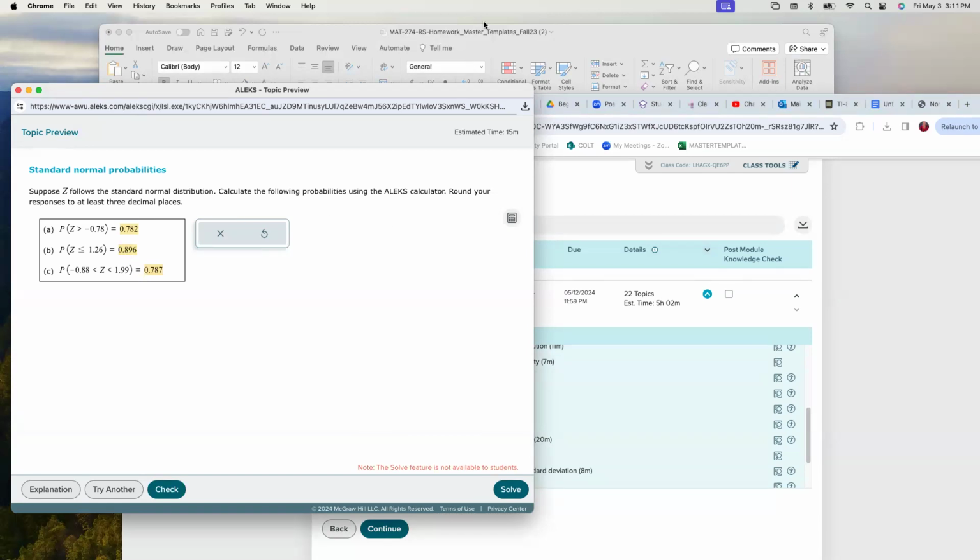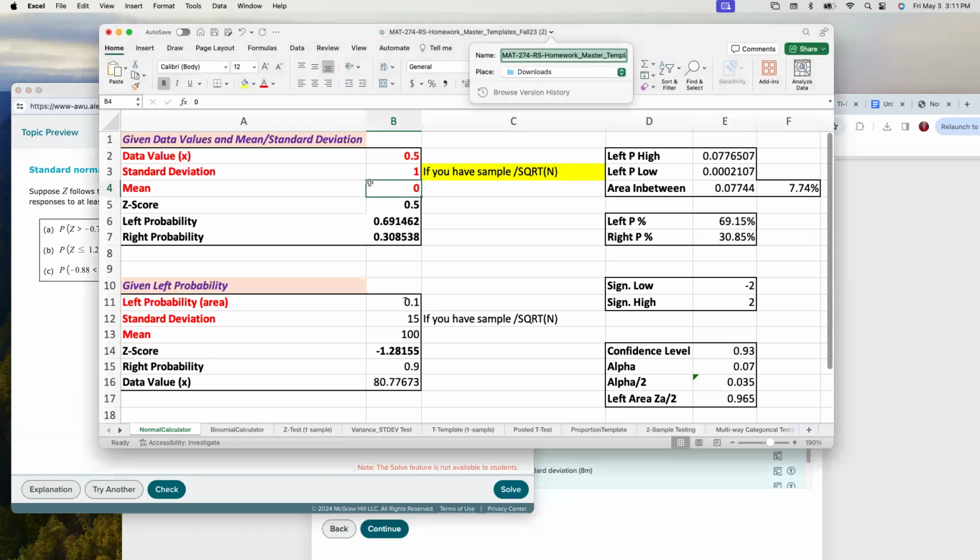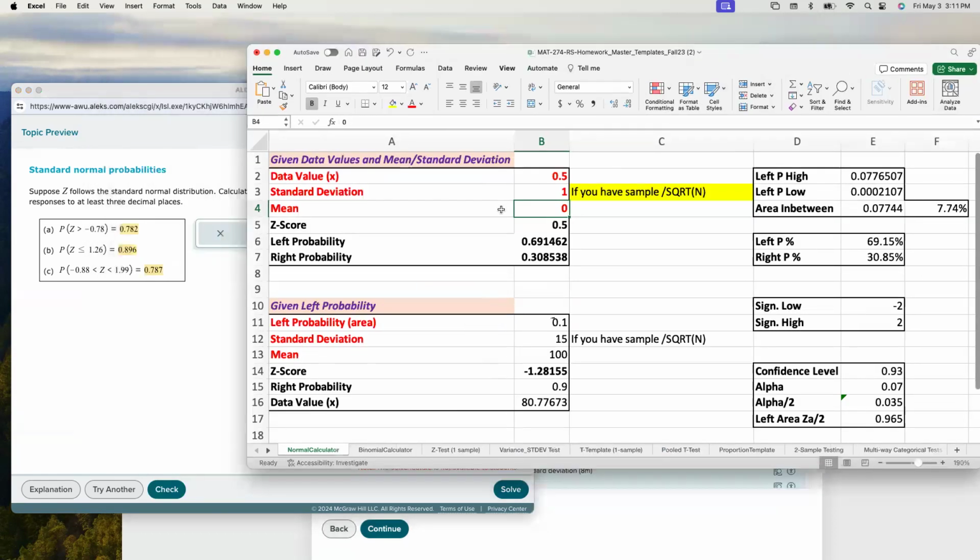But to get the 0.896, I could go back to my sheet here and just type in the value that we got, the mean and standard deviation. So I'm going to type in 1.26. All right, so I'll go ahead and type that in. And there's your 0.896 right there, and the right probability. So it doesn't matter if I go less than that. If I put in negative 0.78, notice again, it's just giving me the 0.782.